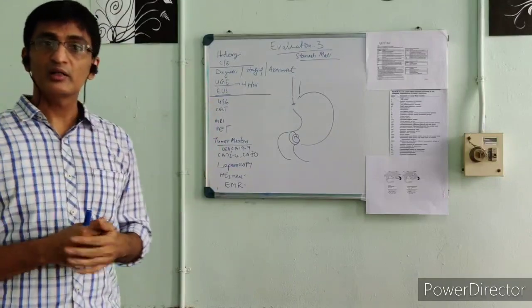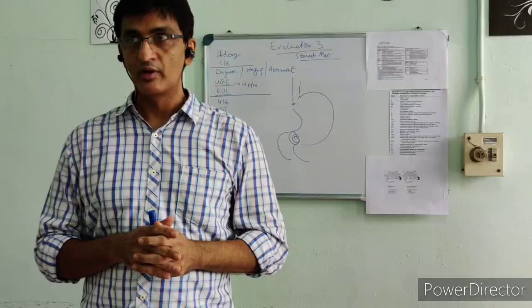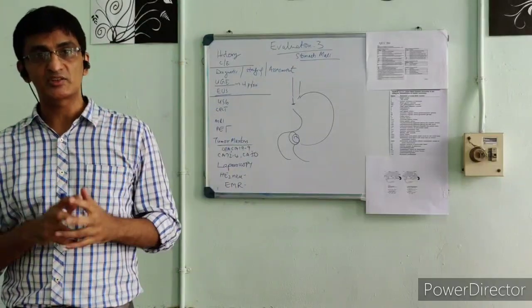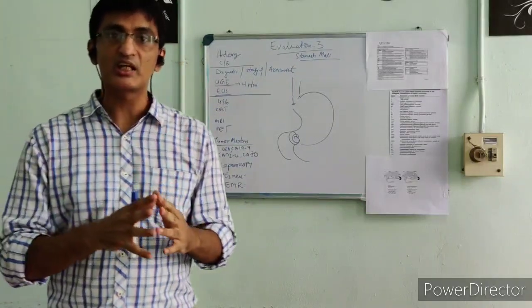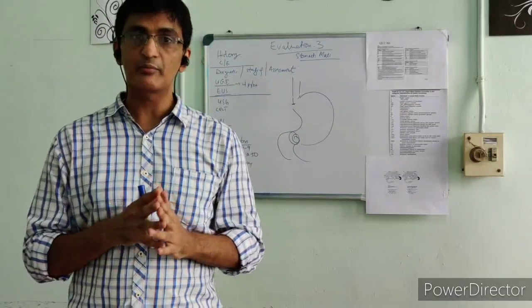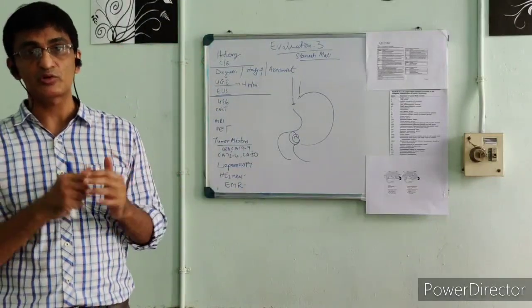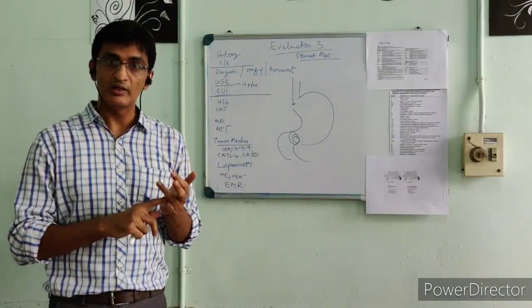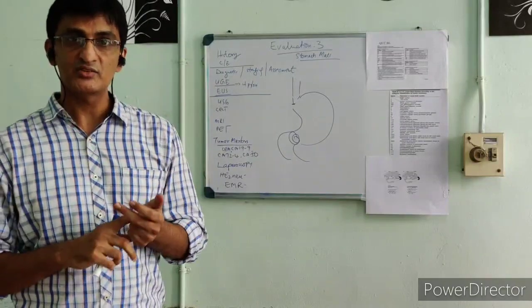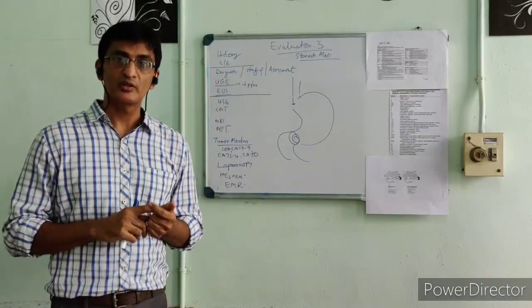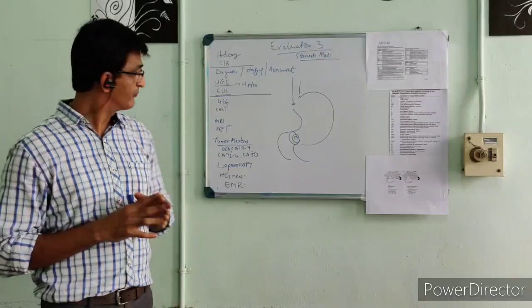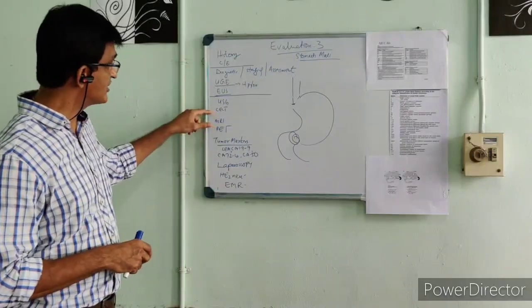USG, transabdominal ultrasound, will give you characteristics of the mass in the stomach. The T staging can be seen, N staging can be seen, and distant metastatic disease also can be seen to some extent, like liver, the ascites, the pelvic mass. All this can be seen with that. But the choice of investigation for staging is CECT.